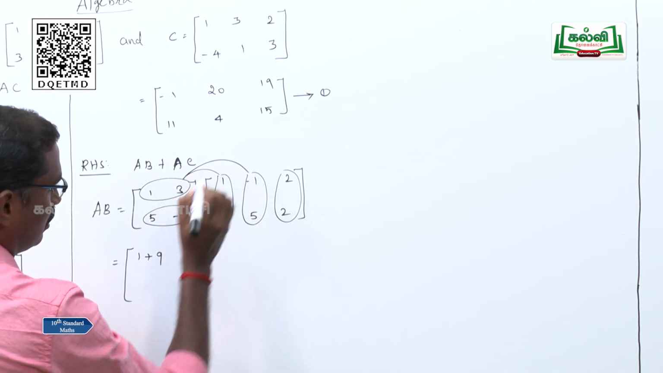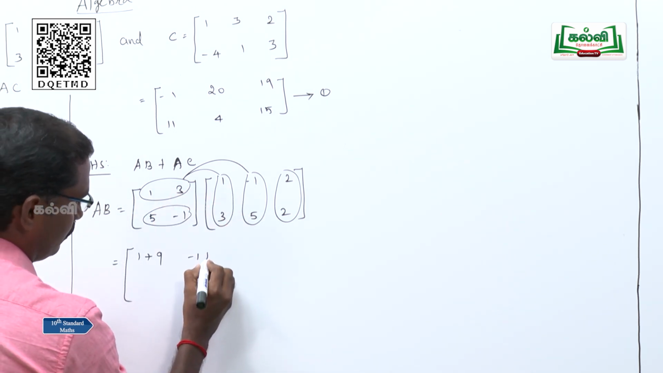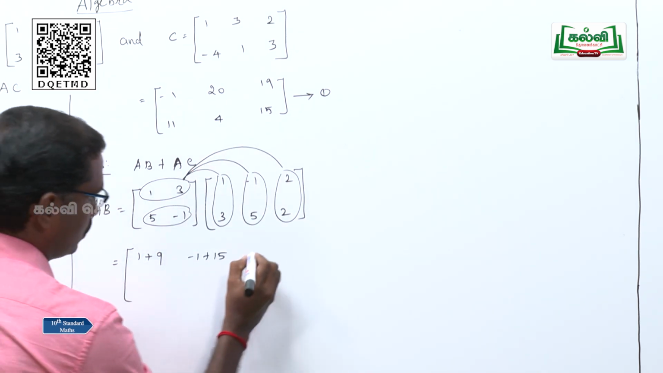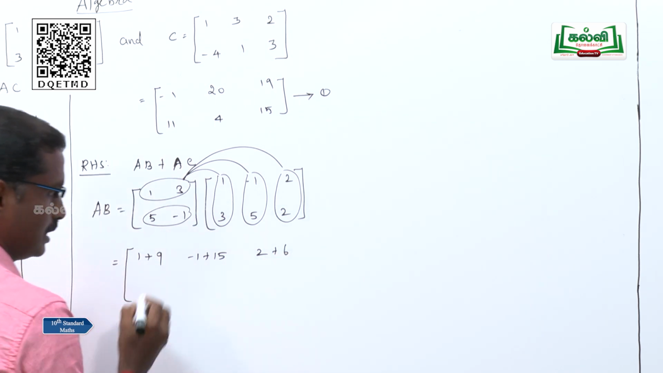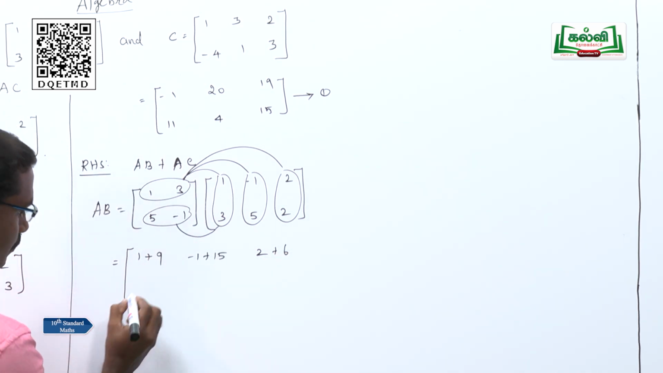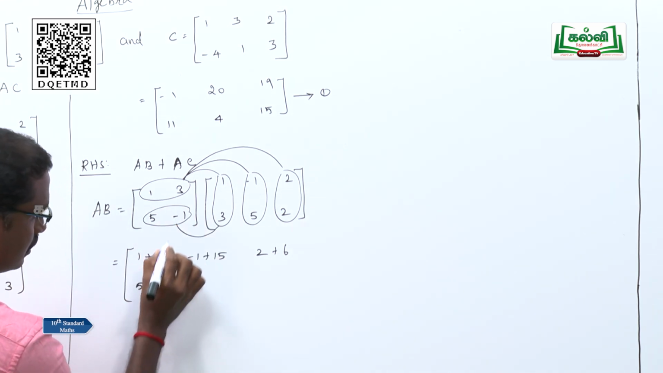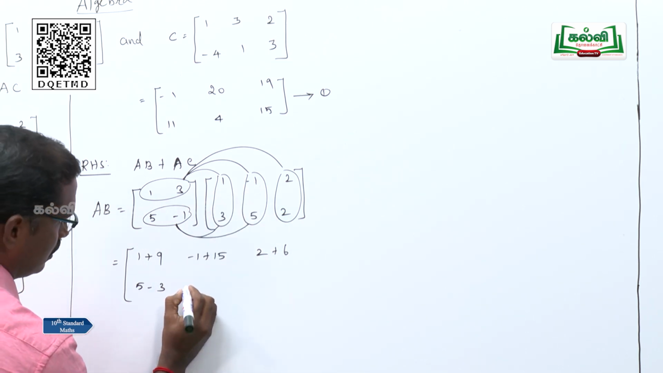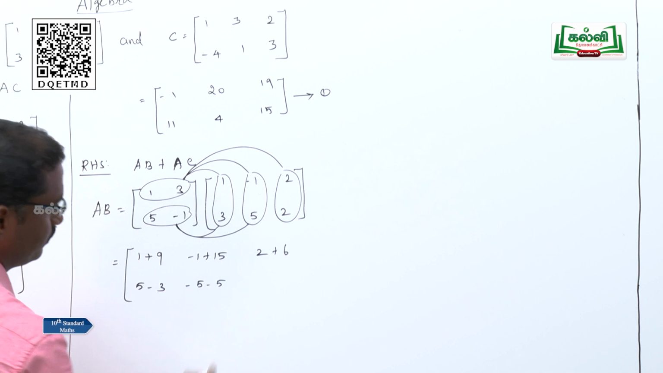First row second column: 1 minus 1s are minus 1, 3 5s are 15. First row third column: 1 2s are 2, 3 2s are 6. Next, second row first column: 5 1s are 5, minus 1 3s are minus 3. Second row second column: 5 minus 1s are minus 5, minus 1 5s are minus 5.